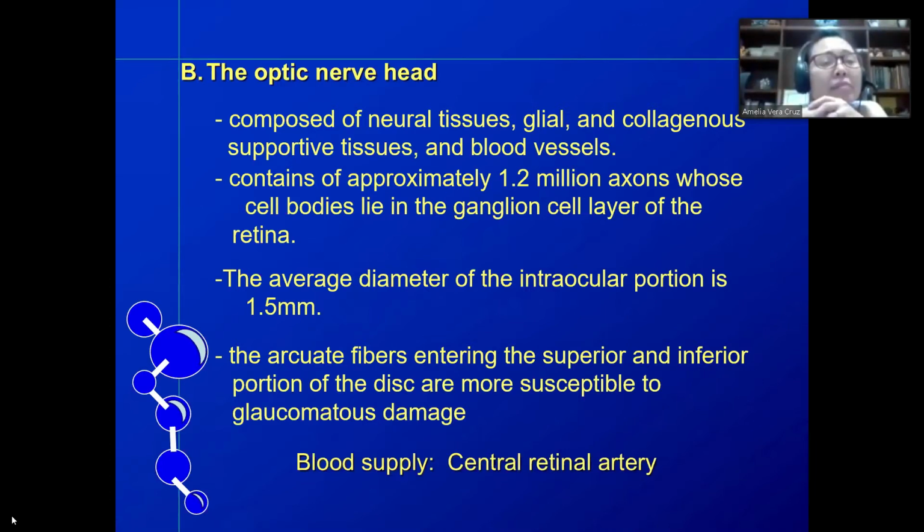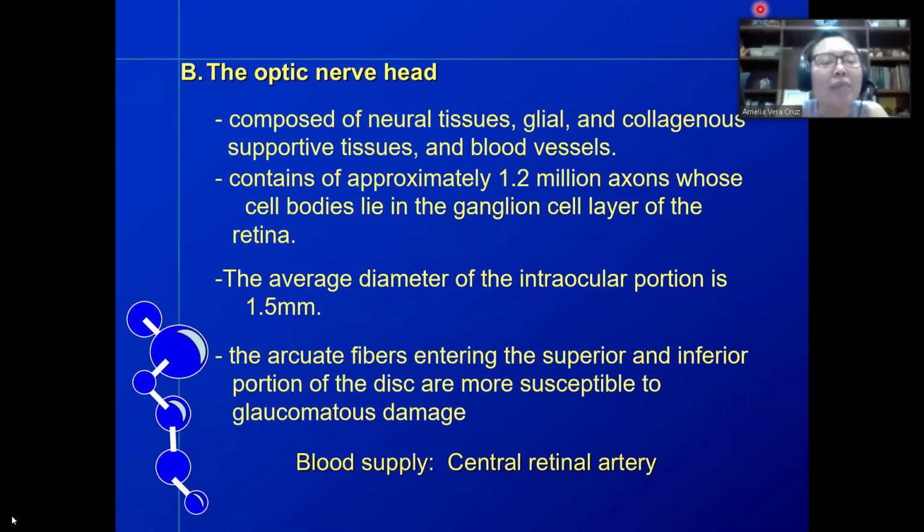The neuroretinal rim. The neuroretinal rim is the border, the outer border of your optic nerve and the border of your optic nerve cup. So in between these two borders is your neuroretinal rim.